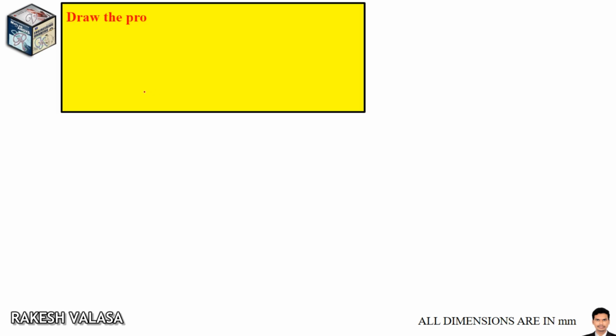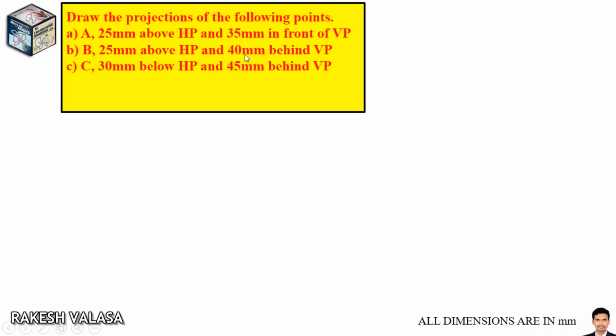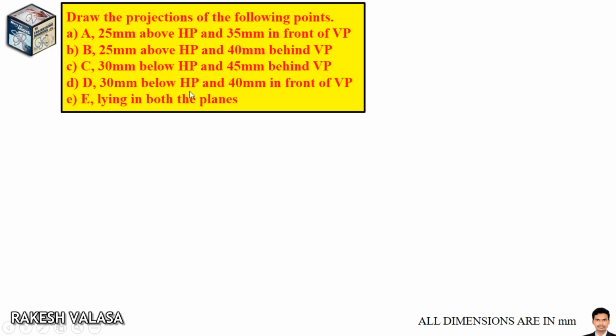Let us see the given problem. Draw the projections of the following points. Point A 25 mm above HP and 35 mm in front of VP. Point B 25 mm above HP and 40 mm behind VP. Point C 30 mm below HP and 45 mm behind VP. Point D 30 mm below HP and 40 mm in front of VP. Point E lying in both the planes.